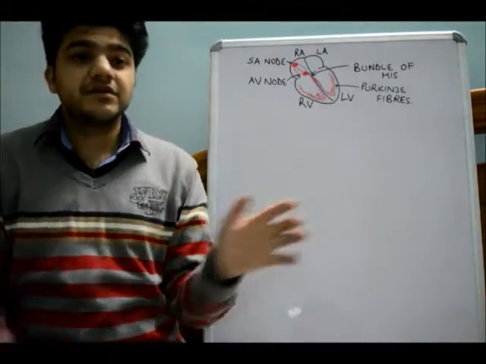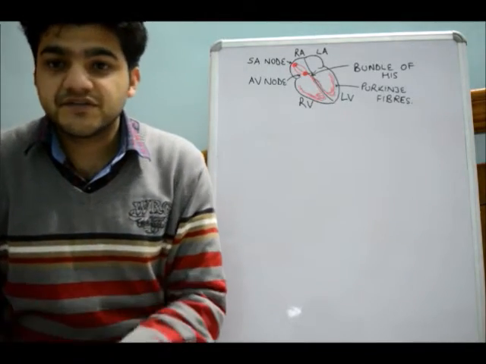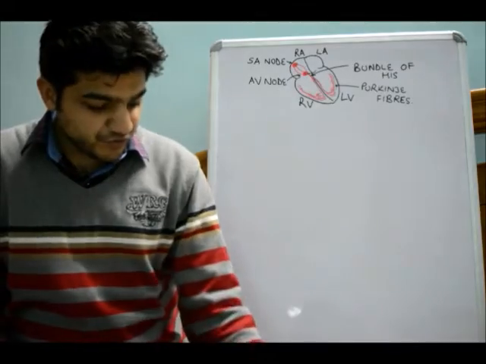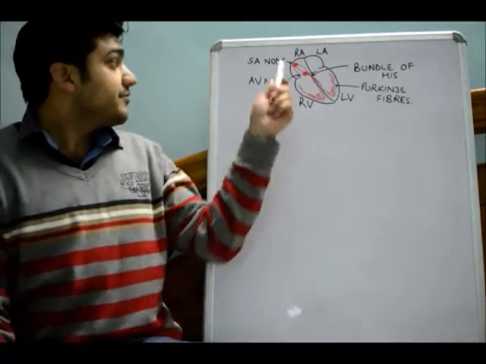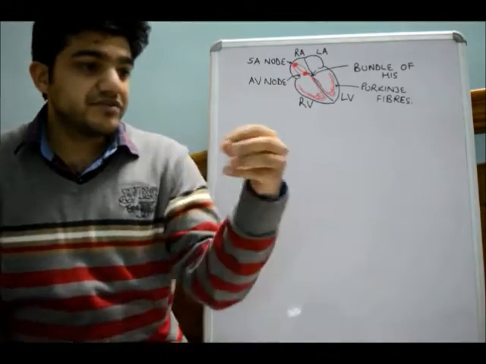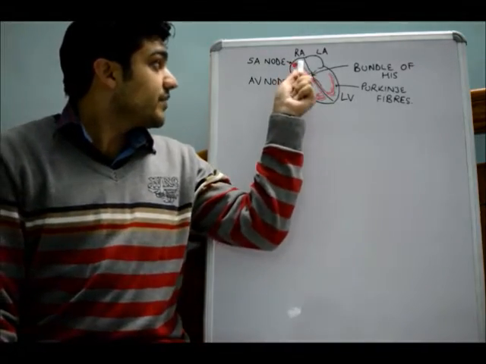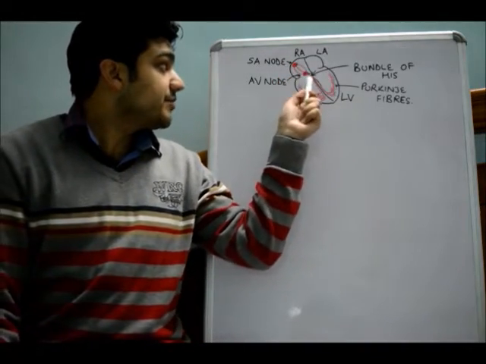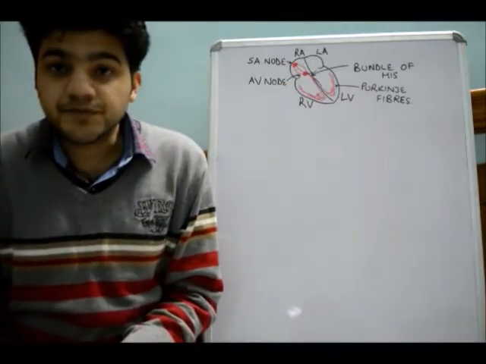And then what I will be concentrating on is the conducting system of the heart, which I have made in red. One thing is this SA node. The SA node is present in the right atrium, just at the opening of the superior vena cava. Then there are some internodal fibers, and then the second thickening is the AV node.